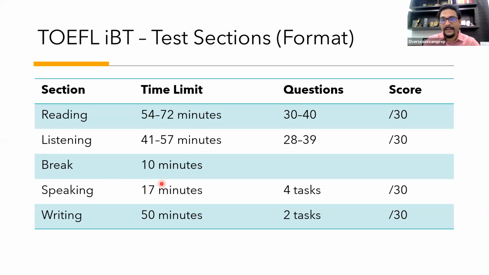In these 17 minutes, you get 4 different questions here. And again, your score comes out of 30. And immediately after your speaking is done, you get to the writing test, which lasts for 50 minutes. And there are 2 questions here. And again, the score comes out of 30. So I hope the structure is clear, especially the reading and listening. We'll go into details, don't worry, but I hope the overall structure is clear.